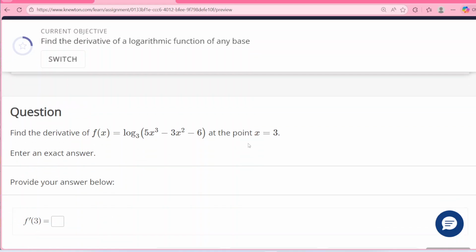Okay, so now we're asked to find a specific derivative again, right, at a specific value. So got a log base 3 going on here, and they're saying enter an exact value again. All right, so whatever I get, just enter that. You don't have to go to a calculator and round or anything.